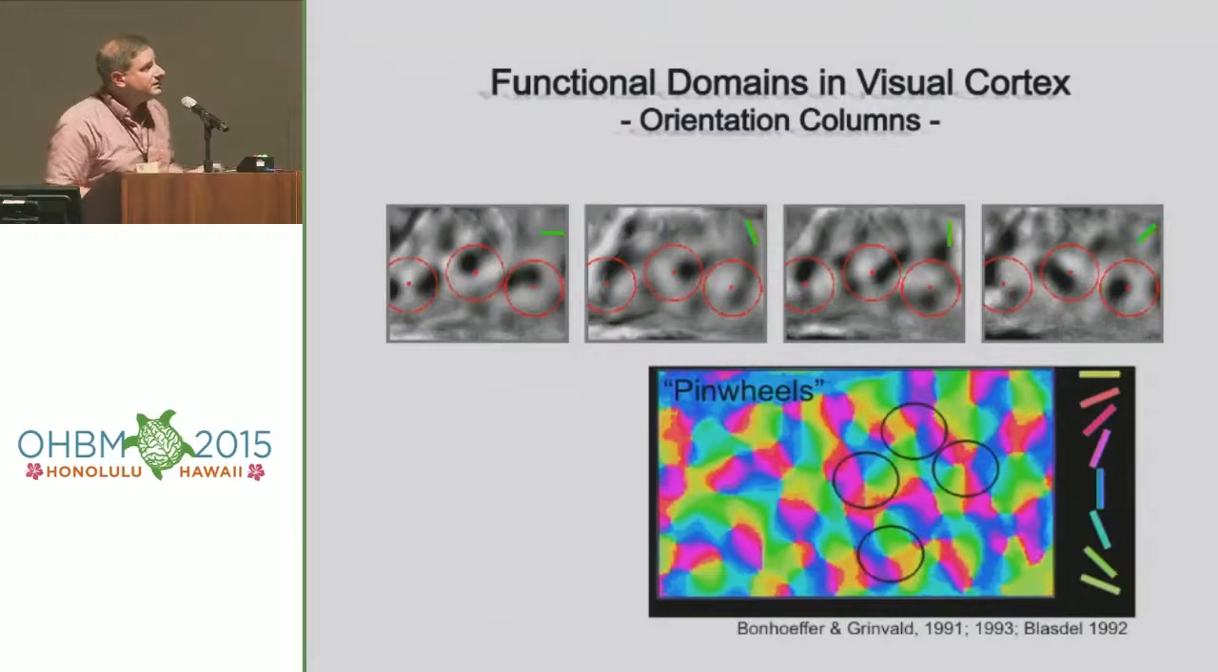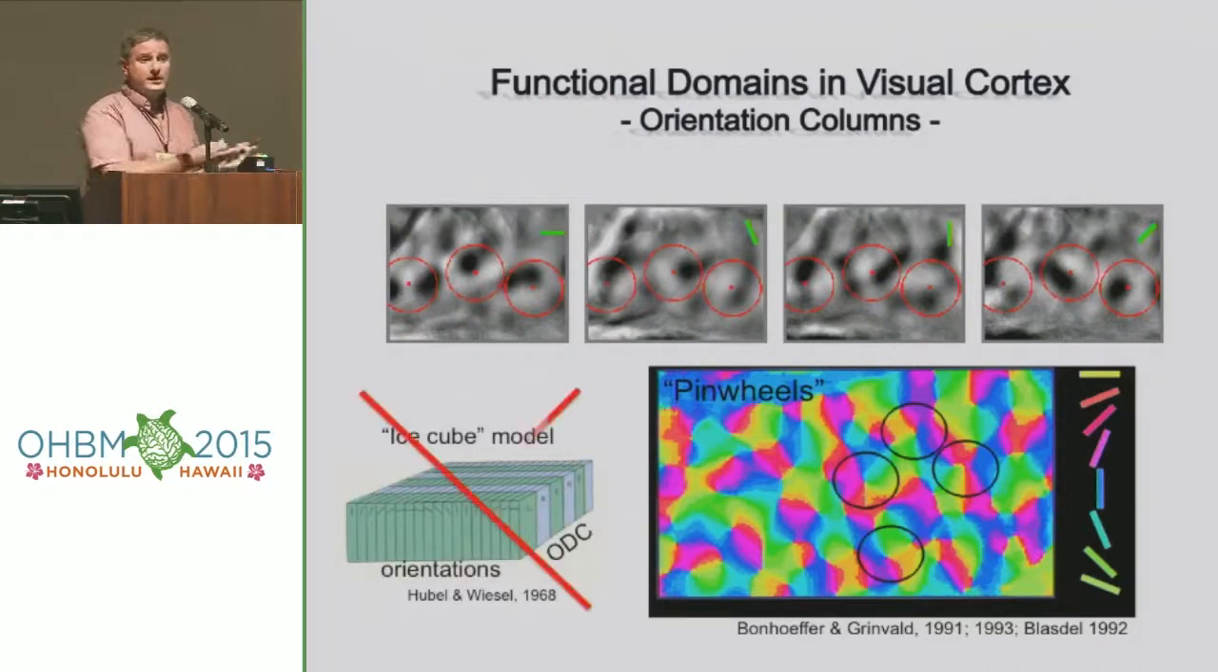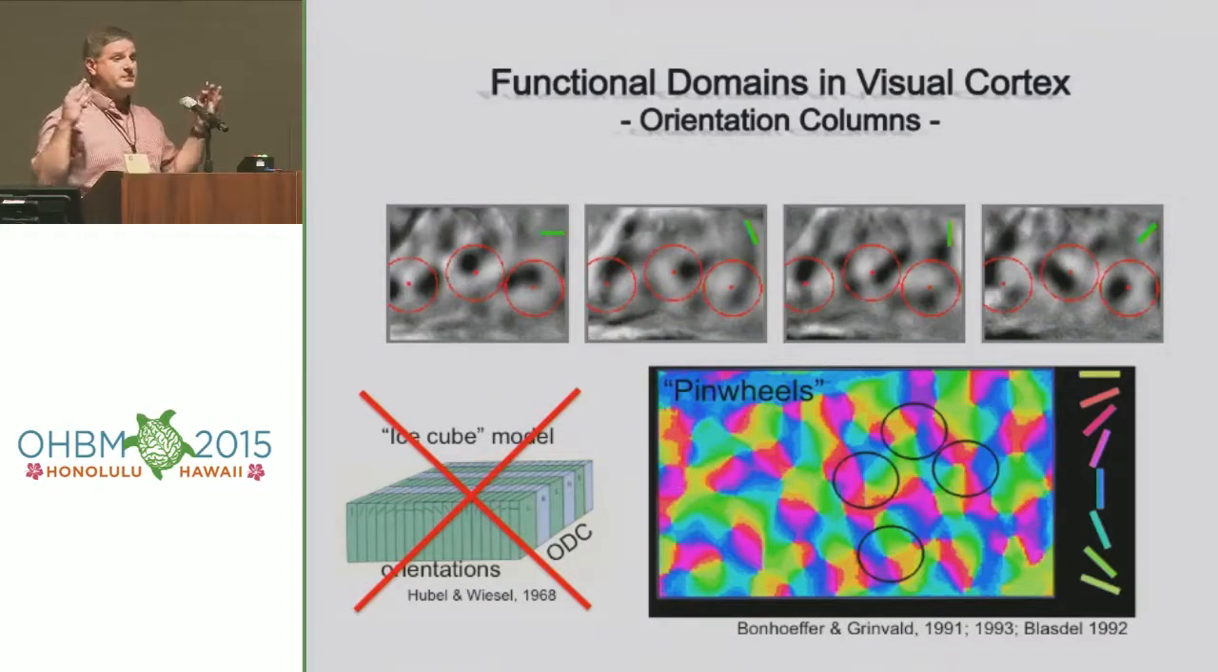Blasdel and colleagues assigned different color codes to each of these orientations, and they came up with the concept of pinwheels. You have a singularity point with a representation of 180 degrees surrounding that specific region. That was a very nice example of how imaging can provide new information that wasn't available at the time, which contradicted the electrophysiology. At least when you get the bigger picture, you can resolve things much better.